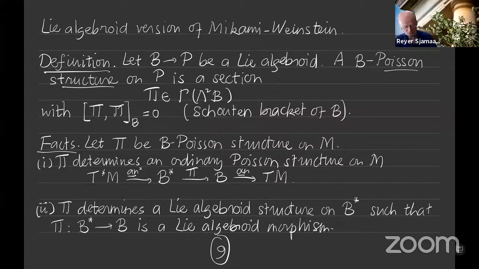So given such a B-Poisson structure, of course, immediately from that, you get an ordinary Poisson structure. I have this map from the dual of B into B given by this two-tensor, and I just pre- and post-compose with the anchor, respectively the transpose of the anchor, and you get the anchor map of an ordinary Poisson structure. So B-Poisson structures are special kinds of Poisson structures. Additionally, the Poisson structure determines a Lie algebroid structure on this gadget, which makes this map in the middle a Lie algebroid morphism.